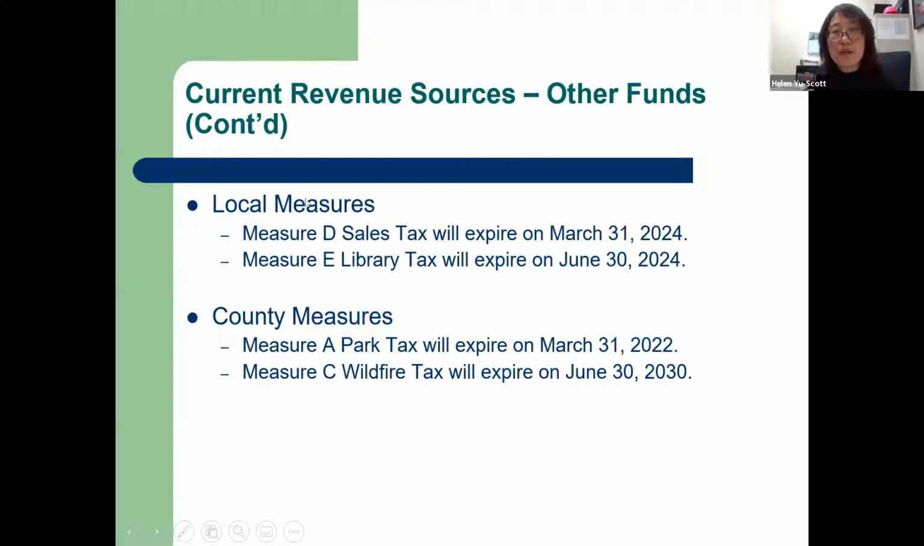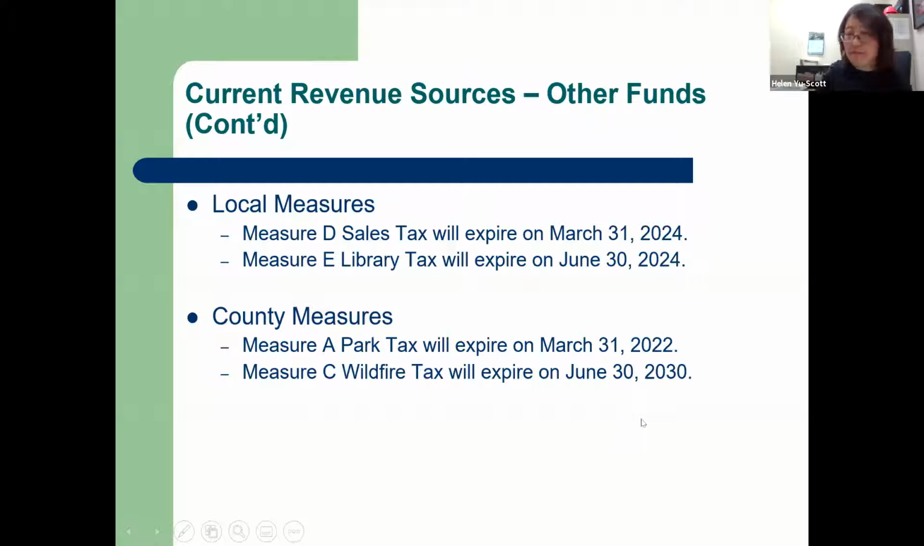For all these other funds, we have different measures. We have a local measure, which is Measure D, sales tax. We also have Measure E, library tax. These two taxes both expire in 2024, which brings some challenge for us in the future. And then the other countywide measure is Measure A, park tax. I think last year they were thinking about going out to extend the tax, but I'm not sure where they are right now. And the Measure C tax just passed, and now it expires in 2030.